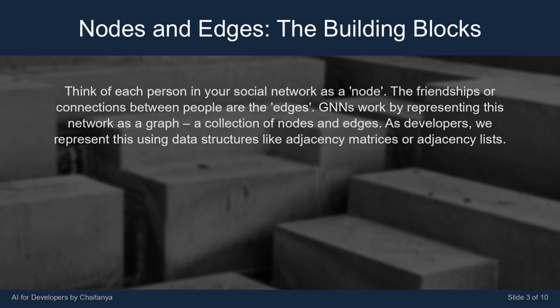Think of each person in your social network as a node. The friendships or connections between people are the edges. GNNs work by representing this network as a graph, a collection of nodes and edges. As developers, we represent this using data structures like adjacency matrices or adjacency lists.